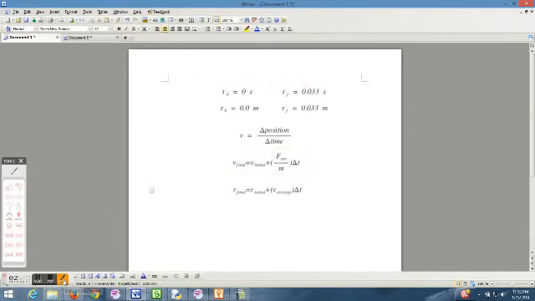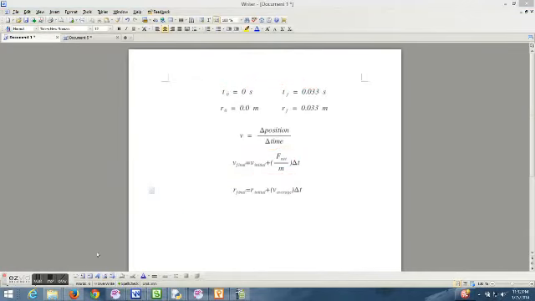For this experiment, I started at a time of 0 and at a position of 0. And to calculate my velocity, I used the time of 0.033 seconds and a position of 0.014 meters to give me a velocity of 0.0424 meters per second.